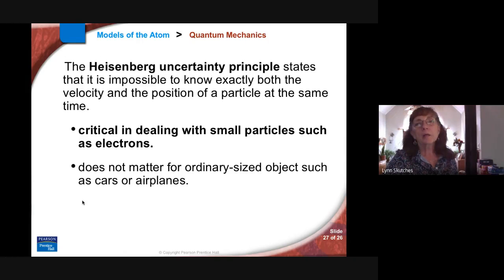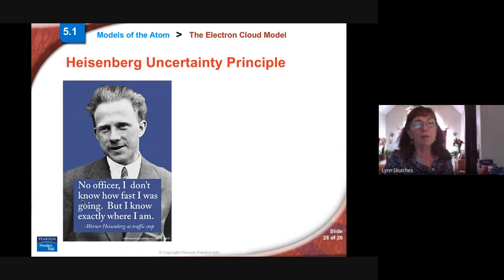Right? This slide isn't that important. I just want you to understand, obviously, when you're bombarded by light, by photons, it doesn't affect you. It doesn't change your velocity or position. However, something as small as an electron, it does.